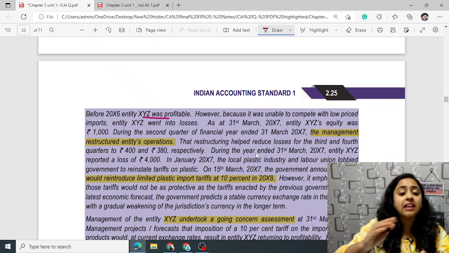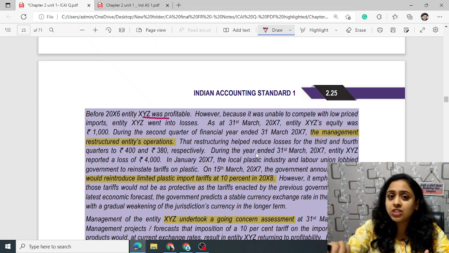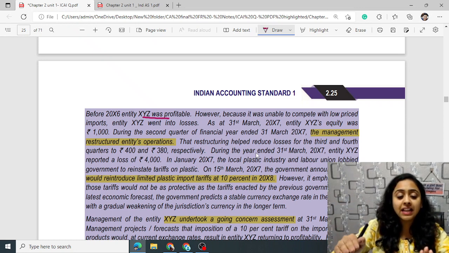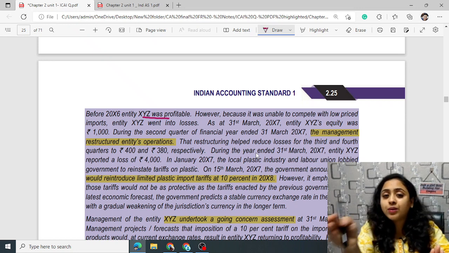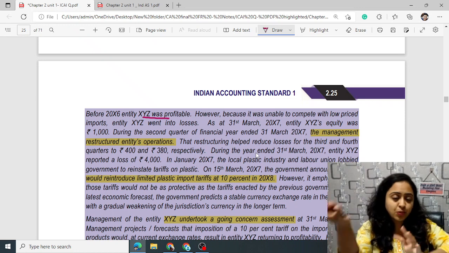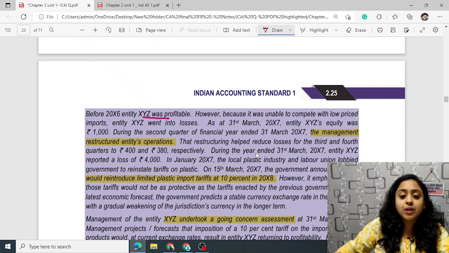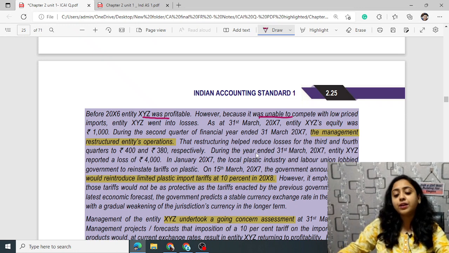Since then, the new government has come into force and abolished, removed, the import duties. That's how imports have become cheaper, and that's how company XYZ is unable to compete with the imports, so there might be lesser sales, and that's how they can go into losses. The story is there. Because it was unable to compete with the low priced imports, entity XYZ went into losses.